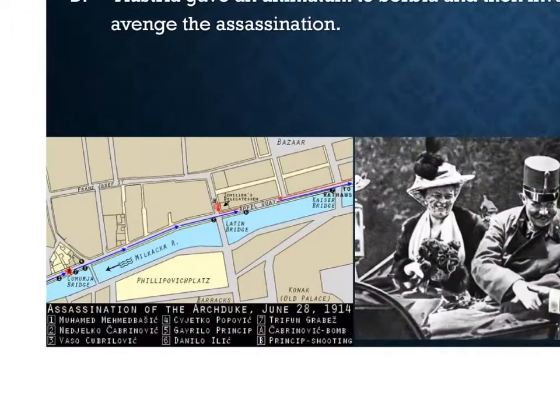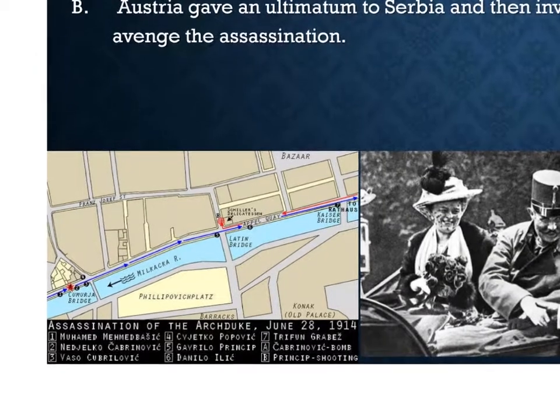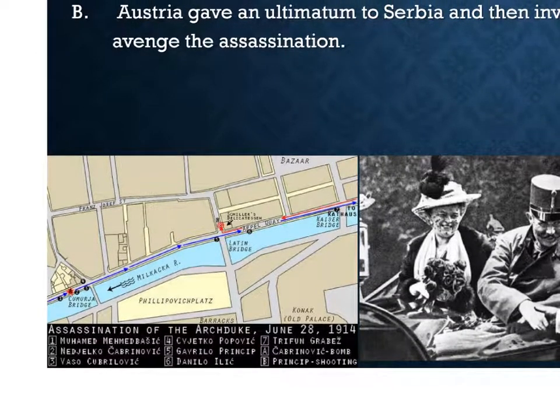On this parade route, he goes with his wife, and immediately he's attacked by terrorists. There is a terrorist group in Serbia, and they wanted complete freedom from Austria-Hungary. They hated the idea of them having influence over them and controlling them. Essentially, a bomb is thrown at the Archduke's car, bounces off his car, hits the car behind him, and explodes. So the Archduke's driver gets him out of there, and they get to City Hall.